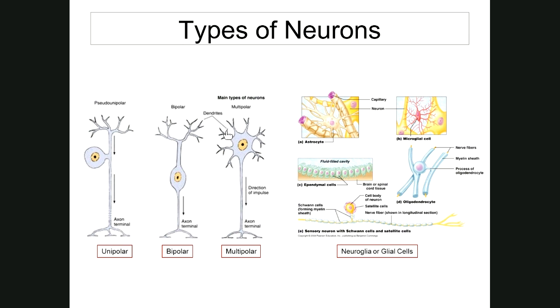The impulses go across the cell body and leave this neuron by way of one axon. So multipolar has one axon and two or more dendrites. All these are dendrites.